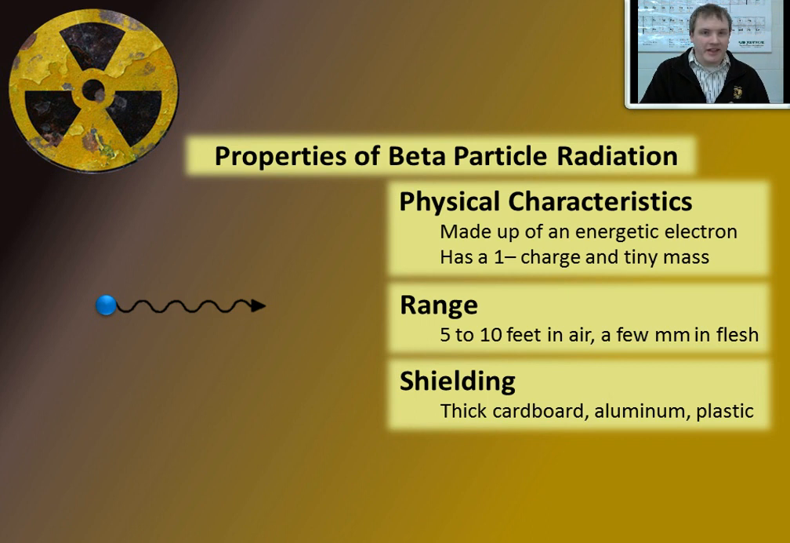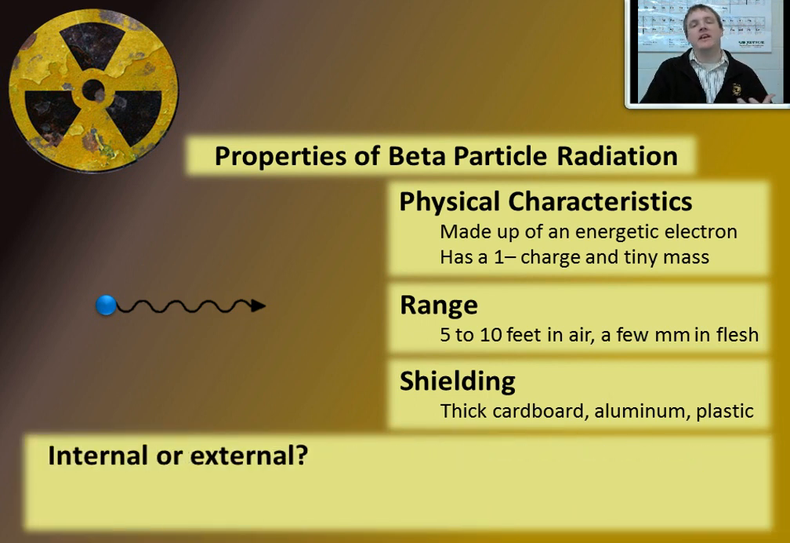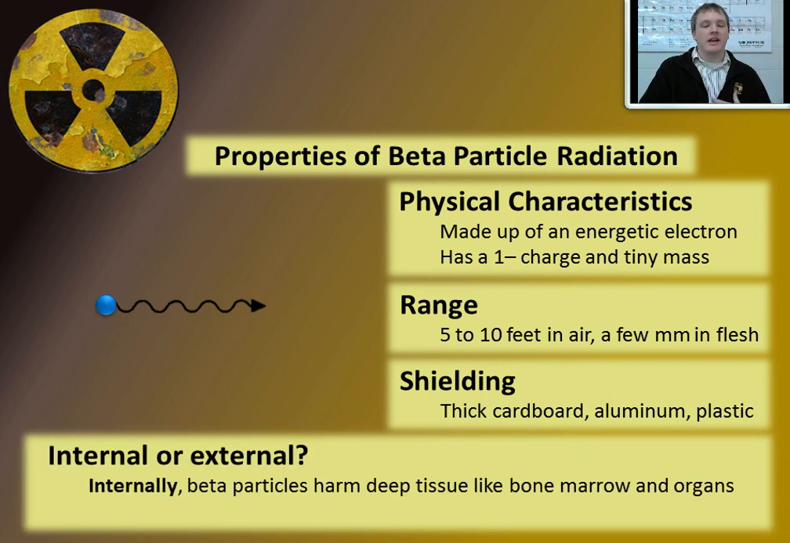Is beta radiation an external or an internal hazard? The answer to that is, it's both. It does different things internally and externally. Internally, if you inhale, absorb through your skin, or ingest a beta source material, those beta particles being released inside your body can harm your deep tissues like bone marrow or your organs.